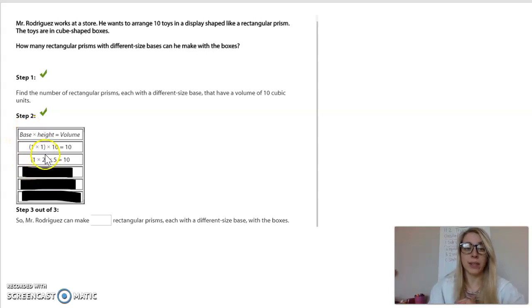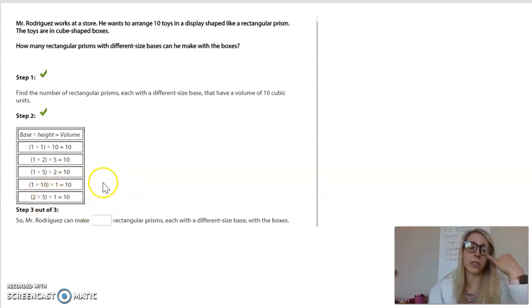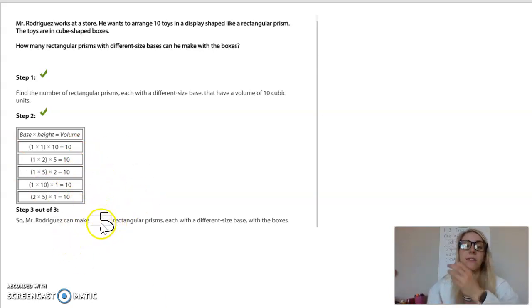1 times 5 as my base, multiplied by 2 as my height equals 10, and then I know that my next one is going to be 1 times 10 as my base, multiplied by 1 as my height equals 10. And then my last one here is going to be 2 times 5 as my base, multiplied by 1 equals 10. So there are 5 different ways that we can get to the multiples of 10. So you really just have to do a lot of trial and error today.